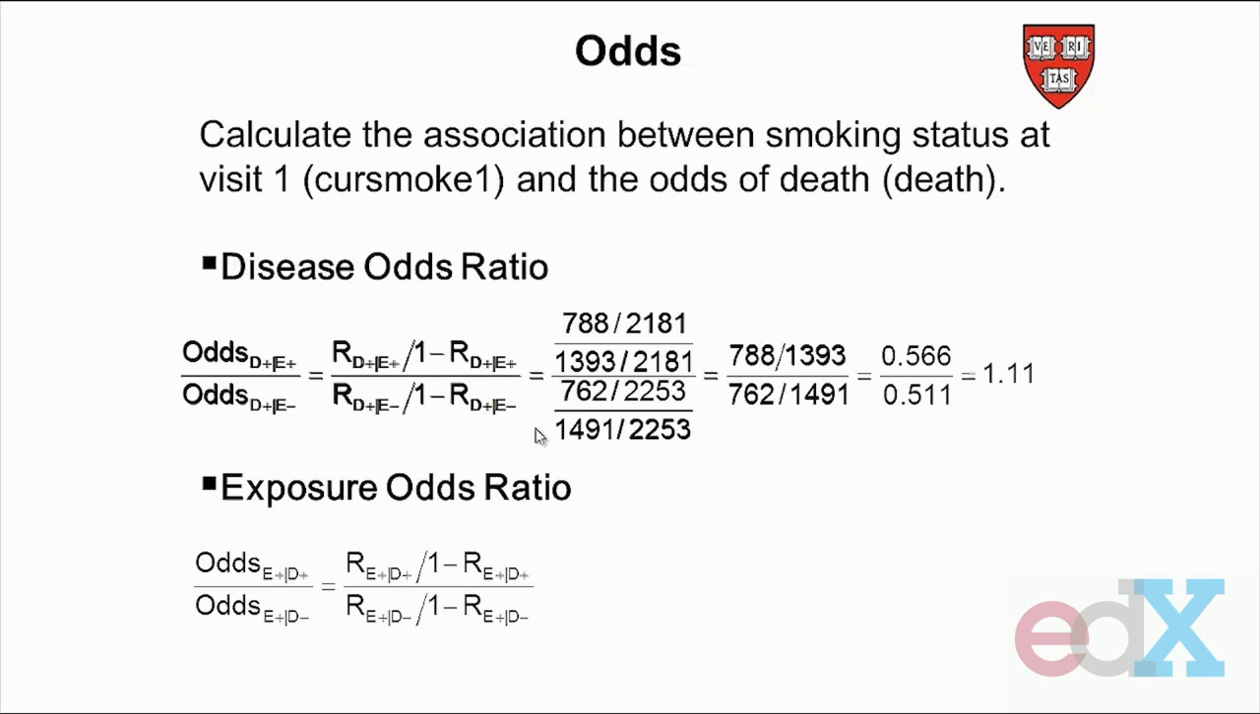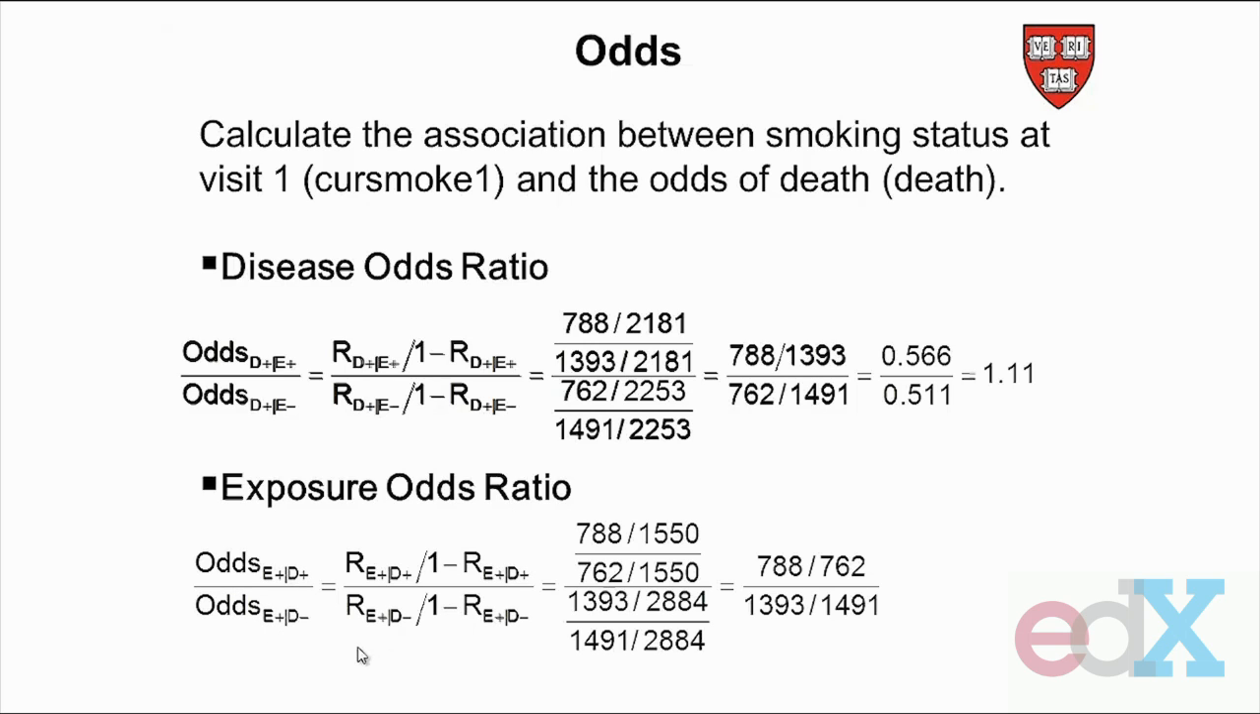Because of the symmetry of the odds ratio, instead of calculating the odds of death among smokers divided by the odds of death among non-smokers, we could also have calculated the odds of smoking among the people who died divided by the odds of smoking among the people who did not die. If we carry that out, we can see that the odds of smoking among those who died is 1.03, and the odds of smoking among those who did not die is 0.93. And this leads to an exposure odds ratio of 1.11.